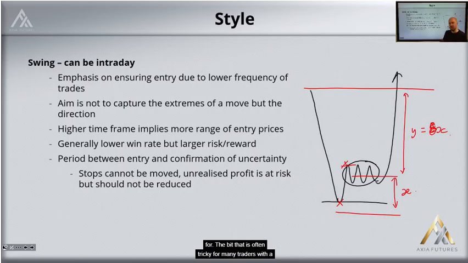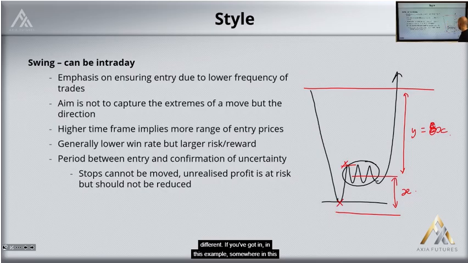The bit that is often tricky for many traders with a swing type trade, and this is something that I discovered early on, that I thought very much, this is my style, this is what I'm going to do. But what is often very tricky is that you will sit through periods of uncertainty with a swing trade. Now, of course, you do to a degree with a scalp trade. But with a scalp trade, you are given a point to get in and shown a point to get out. And once you move from one to the other, the only uncertainty is whether it will get to the other point. With a swing trade, however, you have something different.